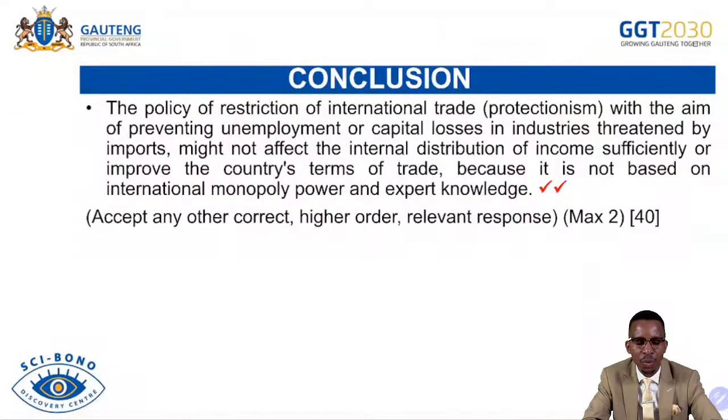And then conclusion. The policy of restriction of international trade or protectionism, with the aim of preventing unemployment or capital losses in industries threatened by imports, might not affect the internal distribution of income sufficiently or improve the country's terms of trade, because it is not based on international monopoly power and expert knowledge. So any other relevant response that is at the higher order level may be accepted for 2 marks. Then this is summing up to 40 marks.